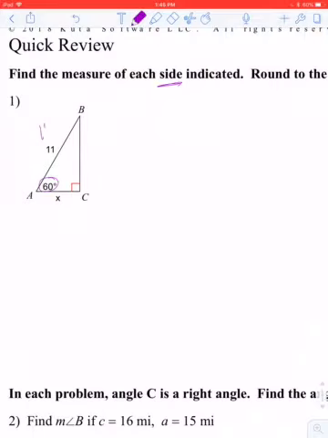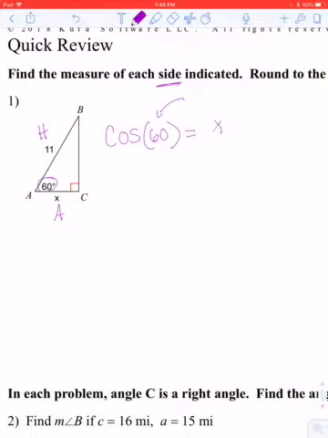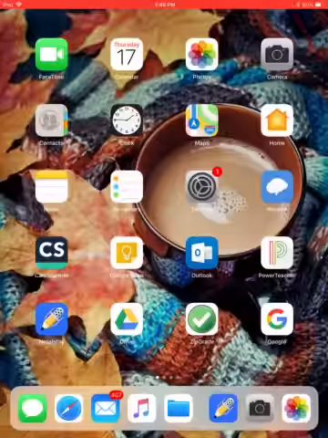So I have my hypotenuse, and I know I have my adjacent, which of course means I'm going to use cosine. So I do cosine, and I always put the angle in here. So I put 60 equals x over 11.